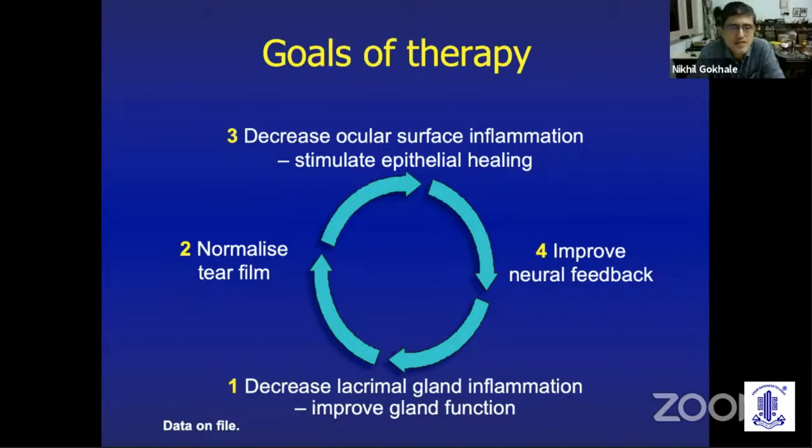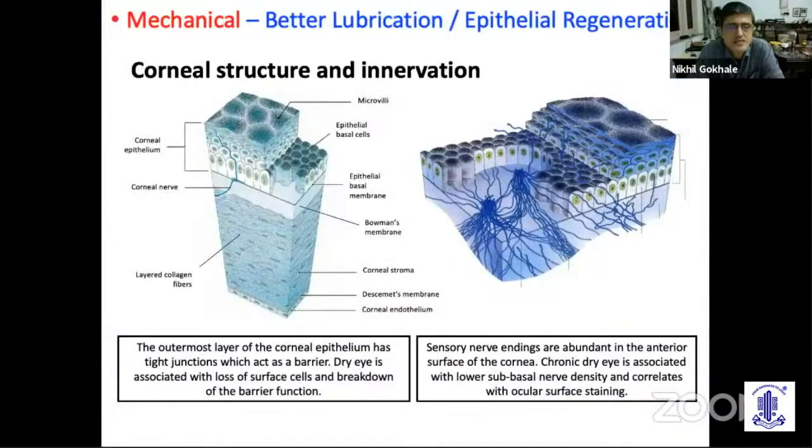So as Srinivas mentioned, the corneal epithelium is a tight epithelium with glycocalyx on the surface, and we have tight junctions, which create a barrier effect. And then the ocular surface is richly supplied by the subbasal nerve plexus in the cornea. And we know that when we have a patient who has chronic dry eye, there is a loss of the nerve density, and it correlates with the ocular surface staining in these patients.